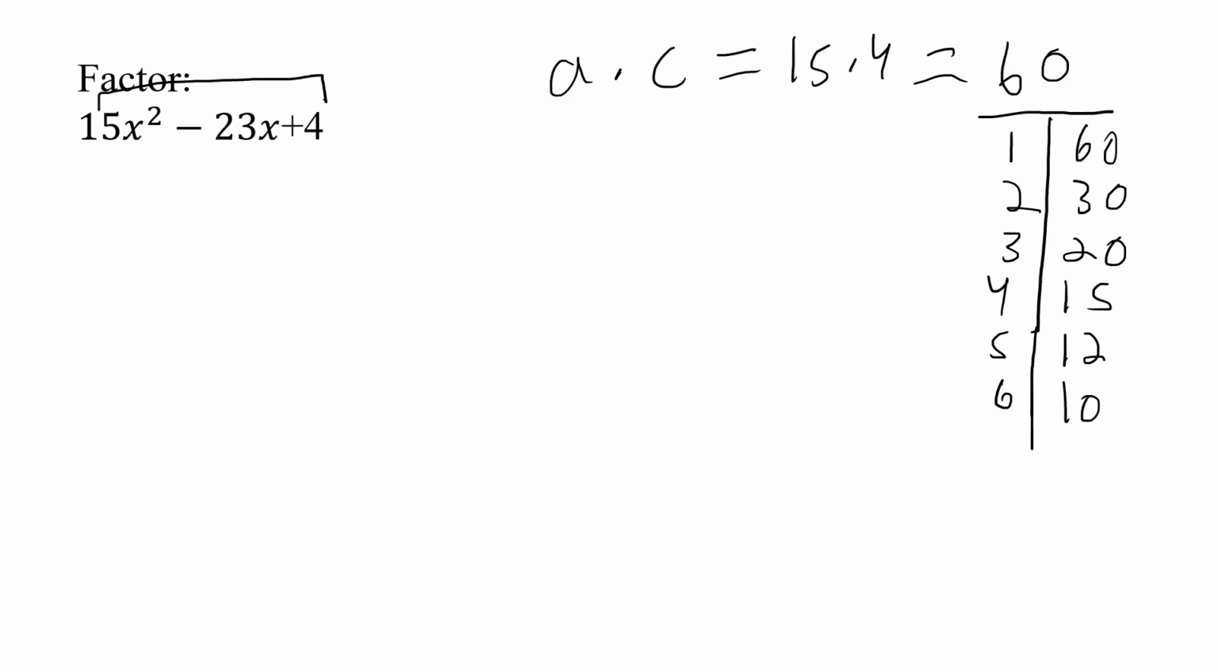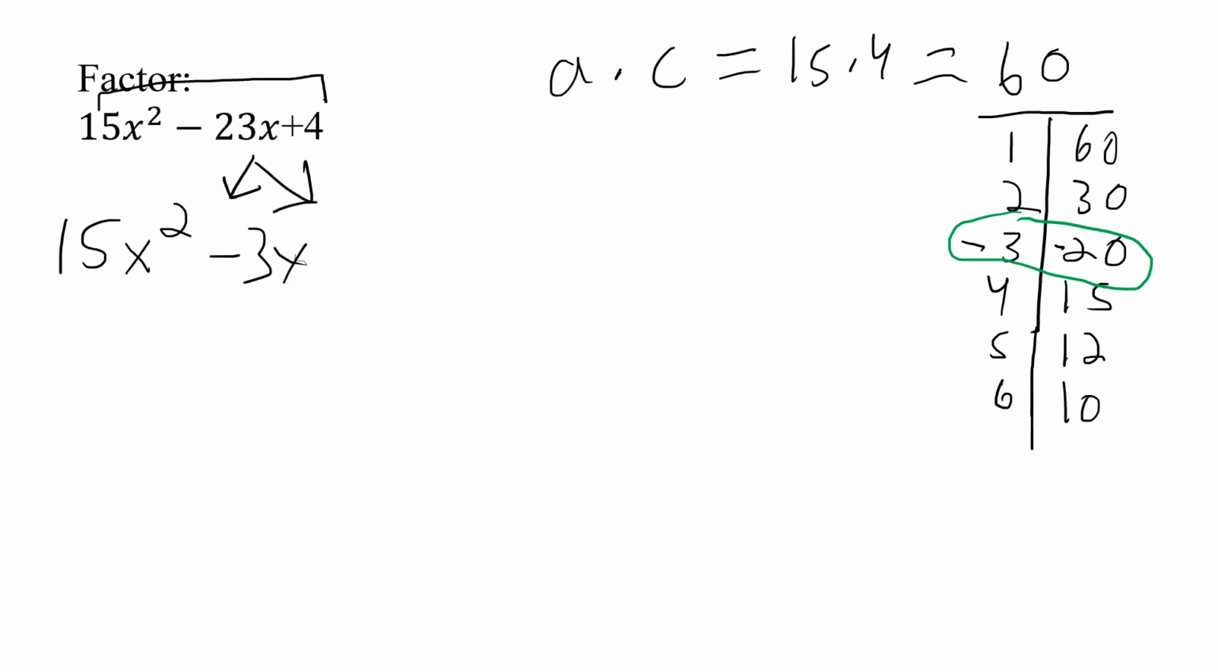So when adding two of these factors together, how can I get a -23? Well, the only way is if I add a -3 and a -20. And what winds up happening then is I can split my middle term just like last time. So we have 15x squared rewritten. Split that -23x into -3x minus 20x, and that's just, of course, that middle term being split up.